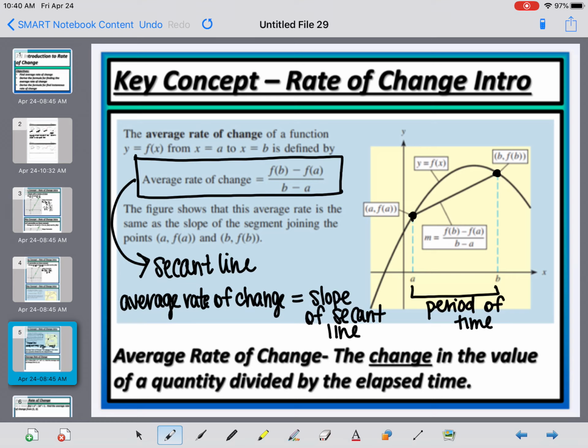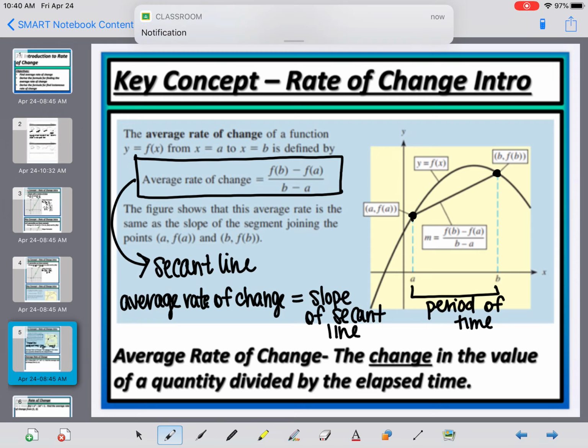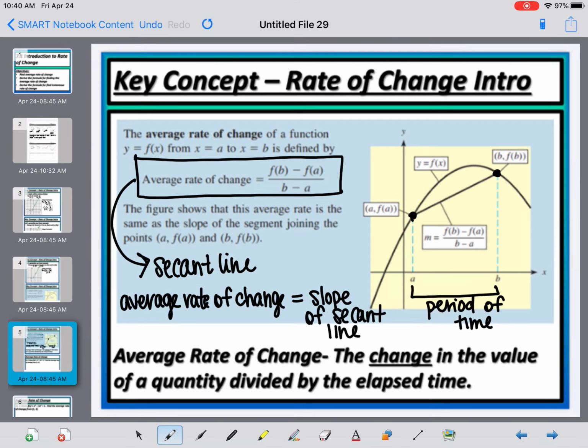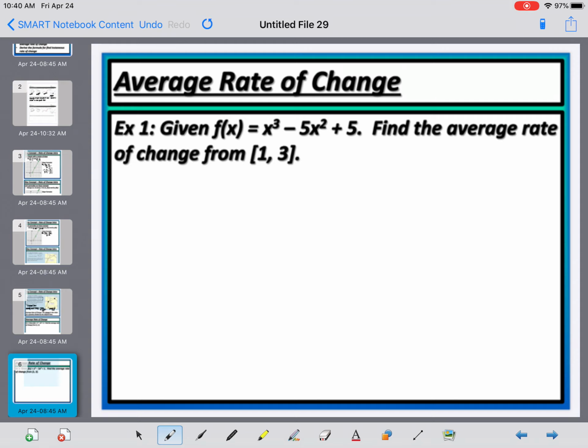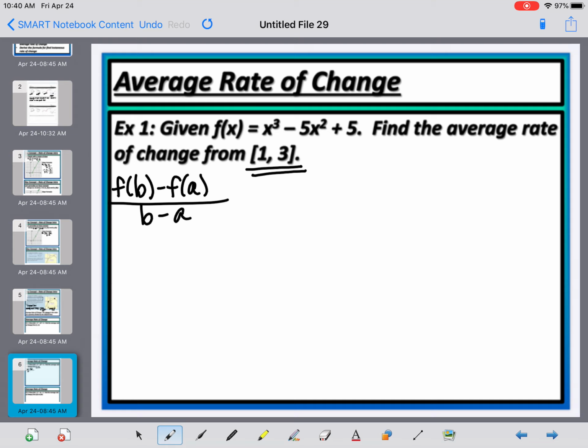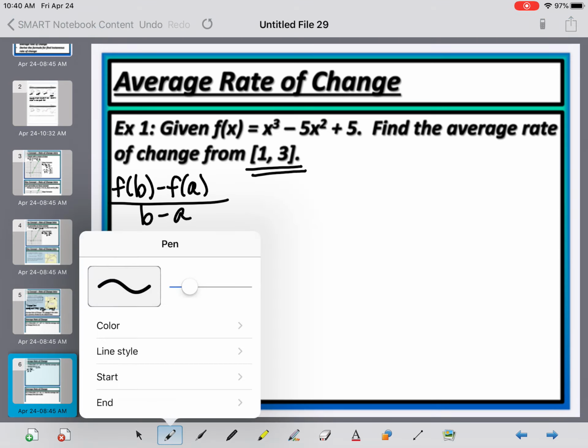All right, those are the same things, and this is our formal definition here. Remember, it's always the change in a value of a quantity divided by the elapsed time. So remember, this right here is an interval. If we're given an interval over which we want to find the average rate of change, f of b minus f of a over b minus a.